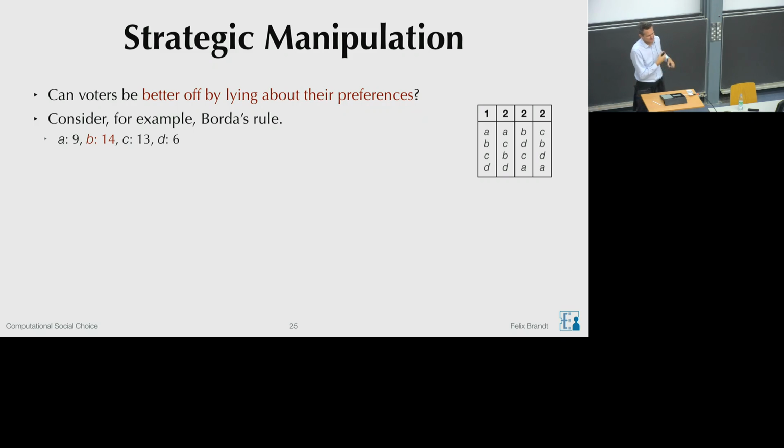If you prefer candidate A very much, and the prime competitor of alternative A is candidate B, you have learned this from the discussion. Then it's pretty straightforward, no matter what you think about B, to put B at the bottom and A at the top. Because if it's likely that B is the main competitor, then in some cases like this one here, you can make the difference between the selection of A and B.